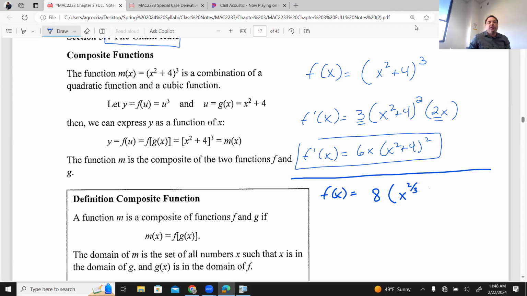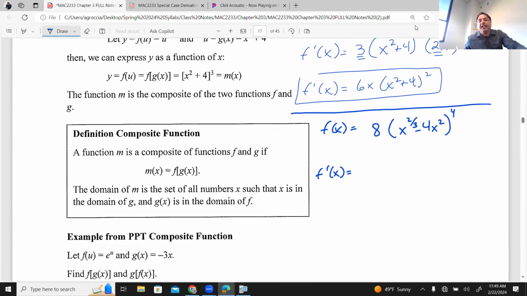Oh no, 2/3 minus 4x squared raised to the... give me another number. 4. Okay. So the only thing I've done differently is I put a number in front. So just like we've done before, what happens to the number in front? It just stays in front. And I already know what's going to happen. 4 times 8 gives you 32.